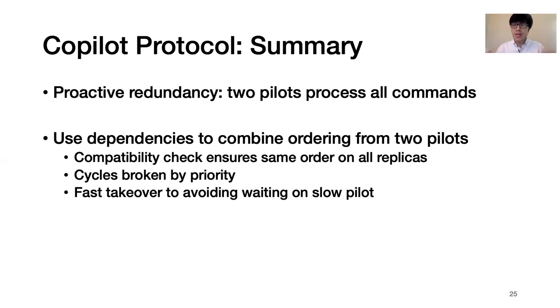To provide linearizability, copilot uses dependency to combine ordering from two pilots. The compatibility check ensures the same order on all replicas. And copilot breaks the dependency cycles by priority. And to avoid waiting on the slow pilot, copilot uses the fast takeover mechanism to allow the fast pilot to complete the ordering work of the slow pilot.